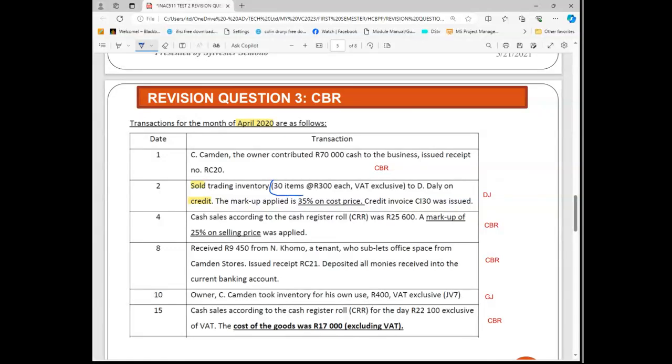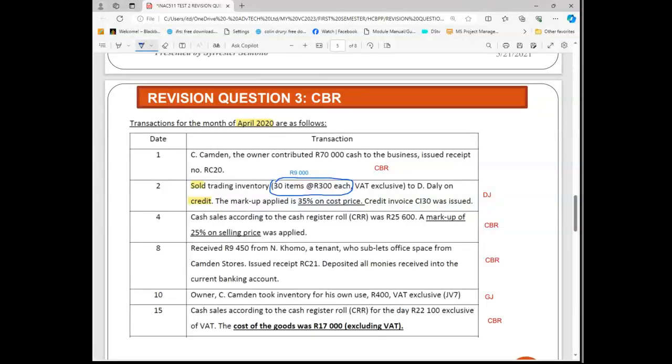How much are the 30 items? 30 times 300. 9,000? Yes, 9,000. Okay. So that is 9,000. We know already there. Yes.